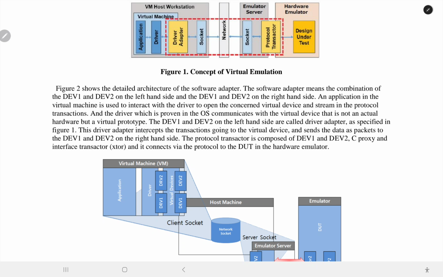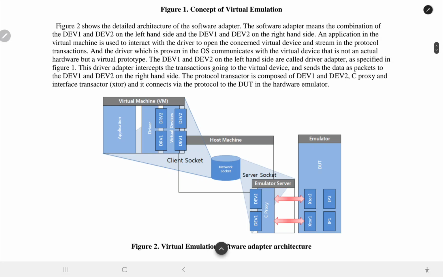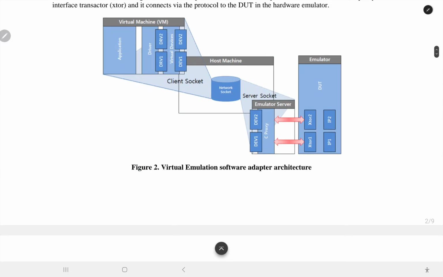This driver adapter intercepts the transactions going to the virtual device and sends the data as packets to device 1 and device 2 on the right-hand side. The protocol transactor is composed of DEV1 and DEV2 and a C proxy interface transactor, and it connects via the protocol to the DUT in the hardware emulator. Figure 2: virtual emulation software adapter architecture.